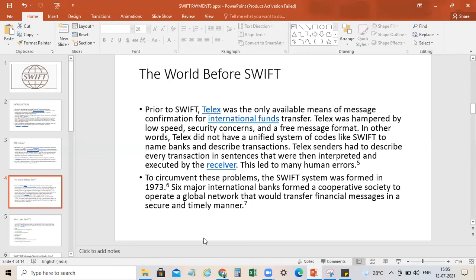To circumvent these problems, the SWIFT system was formed in 1973. Six major international banks formed a cooperative society to operate a global network that would transfer financial messages in a secure and timely manner. So initially, when SWIFT was about to start, only six major international banks came together to decide that they would use these SWIFT messages to transfer messages, and that is the start of it, and the rest is history.